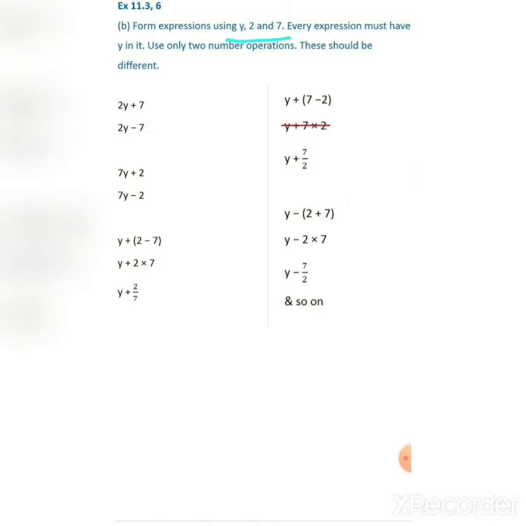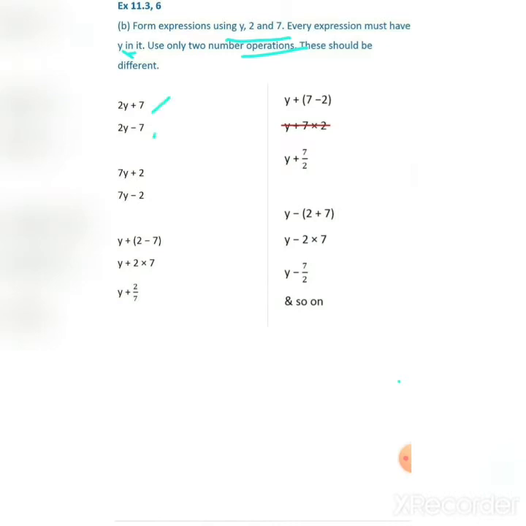Now the second part of the question is: form expressions using y, 2 and 7. Again you can see three things are here, one variable and two numerals, so we have to form expressions using these. Every expression must have y in it, meaning the variable should be included. Use only 2 number operations. Only 2 number operations you have to use here. This should be different. Now let's see the answers.